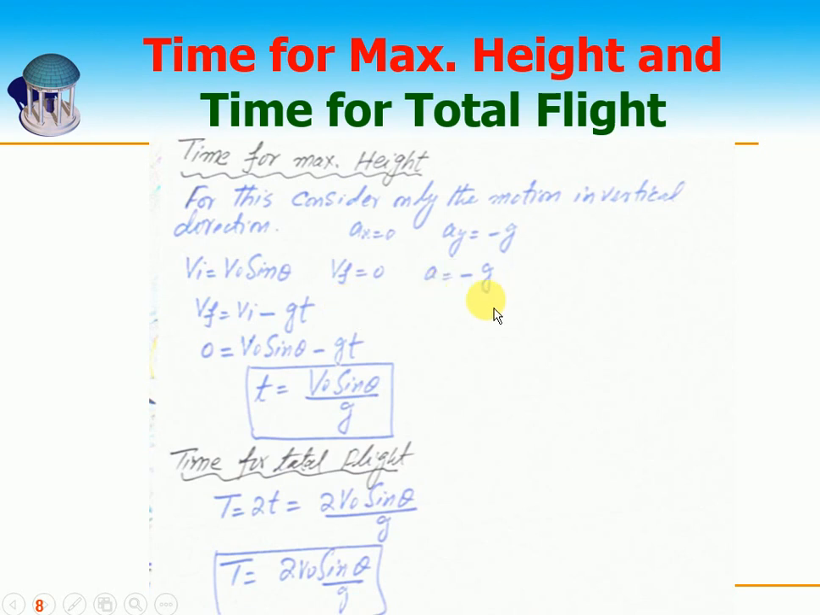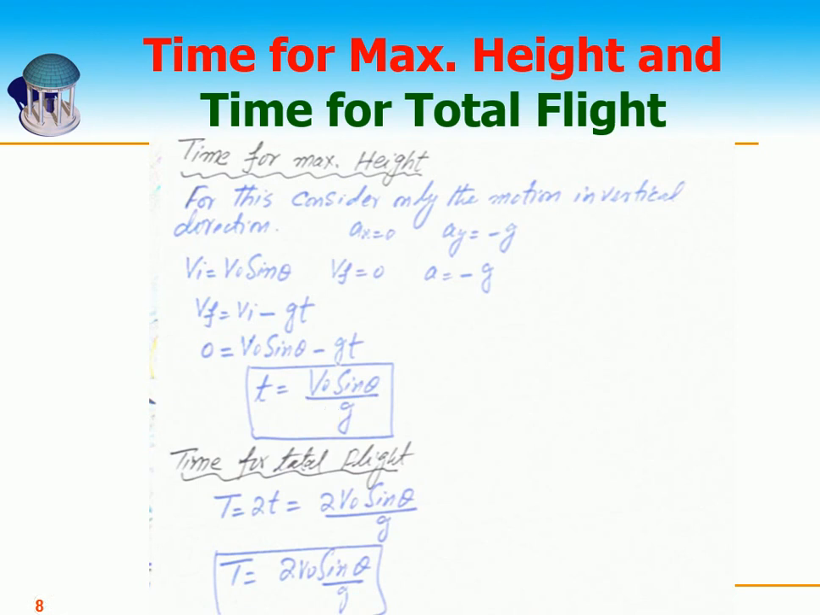If I use the same Newton equation of motion but only for the vertical direction, Vf is equal to Vi minus Gt. I'm talking of the initial and final velocity in the vertical direction. So Vf is 0, Vi is V naught sine theta, minus Gt, and we get the time, which is V naught sine theta upon G. This is the time taken by the projectile to reach maximum height.